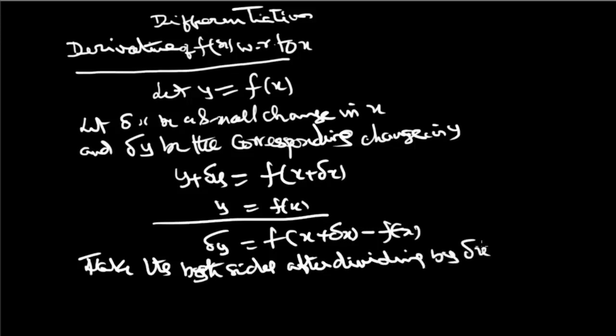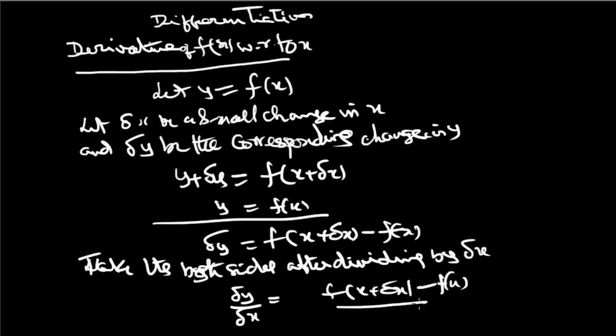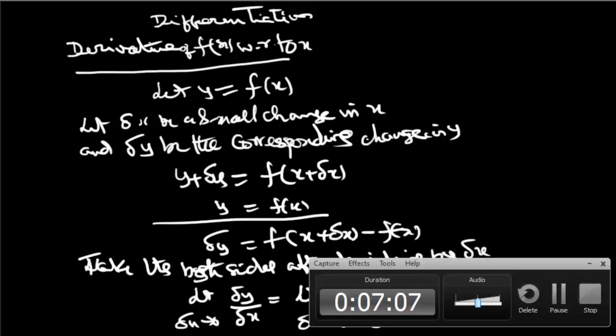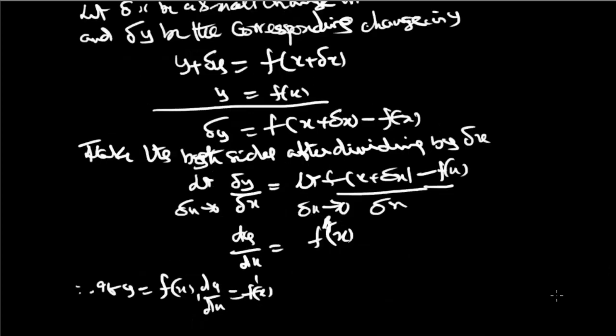Now we divide both sides by delta x first. So delta y by delta x is equal to (f of x plus delta x minus f(x)) divided by delta x. After that we have to take limits on both sides. On the left hand side, limit delta x tending to 0, and on the right, limit delta x tending to 0. If the right hand side limit exists, it is written as f dash x. So if y is equal to f(x), dy by dx is equal to f dash x.